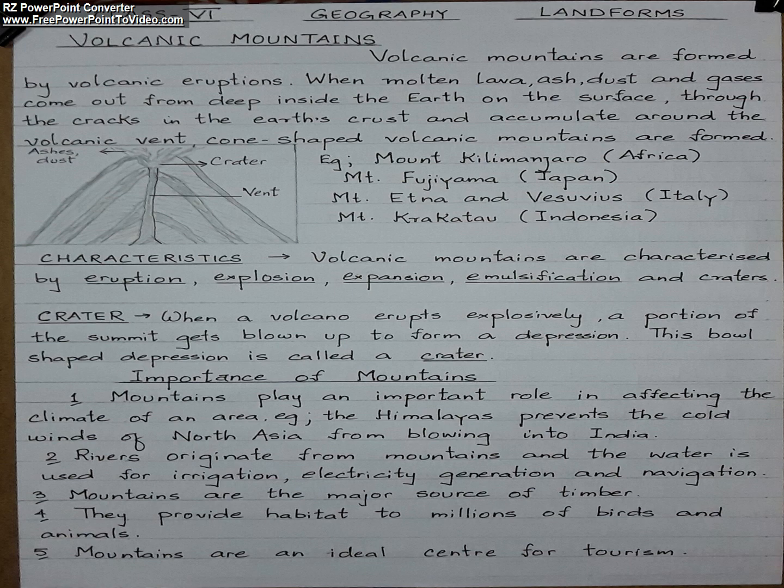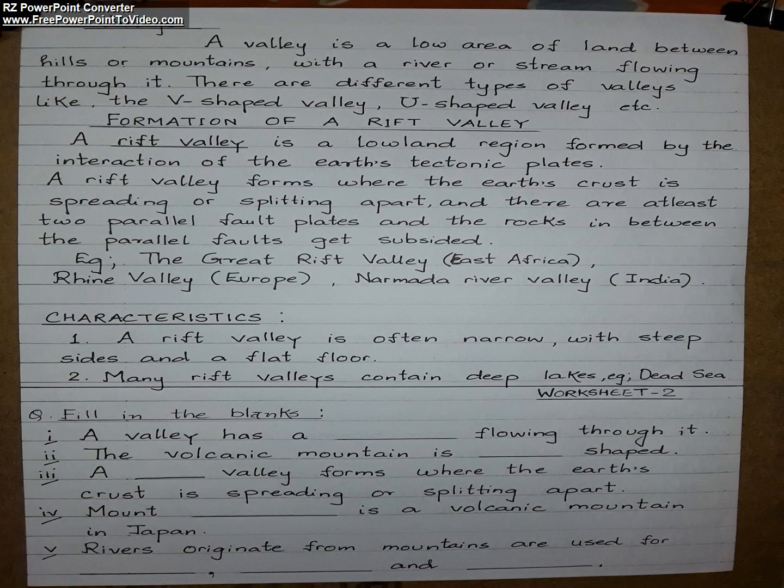Number 2, rivers originate from mountains, and that river water is used for irrigation, electricity generation and navigation. Number 3, mountains are the major source of timber because there are woodlands found in the mountains. Number 4, mountains provide habitat to millions of birds and animals. How? There are dense forests in the mountains. And number 5, mountains are an ideal center for tourism.